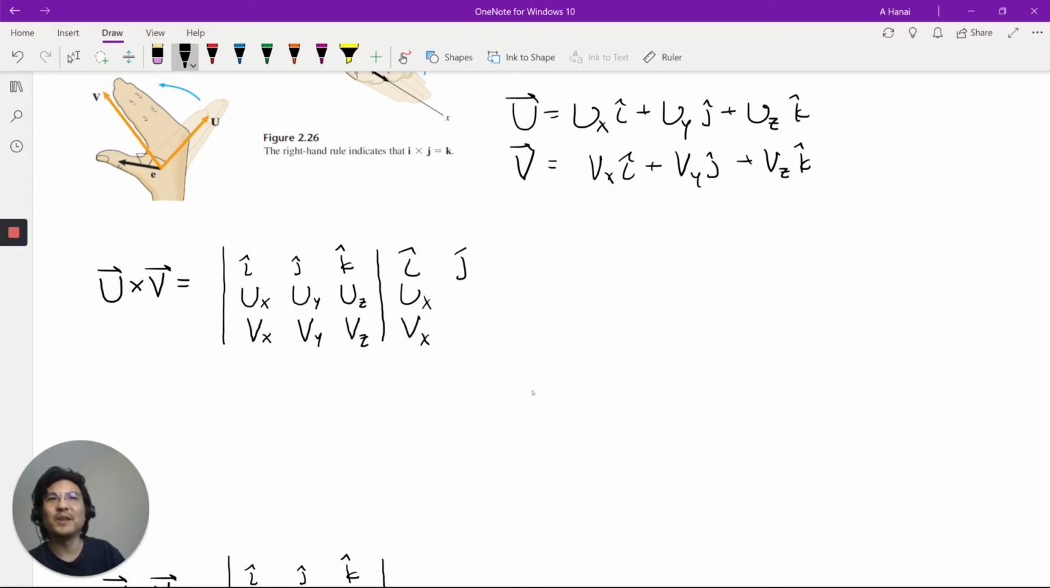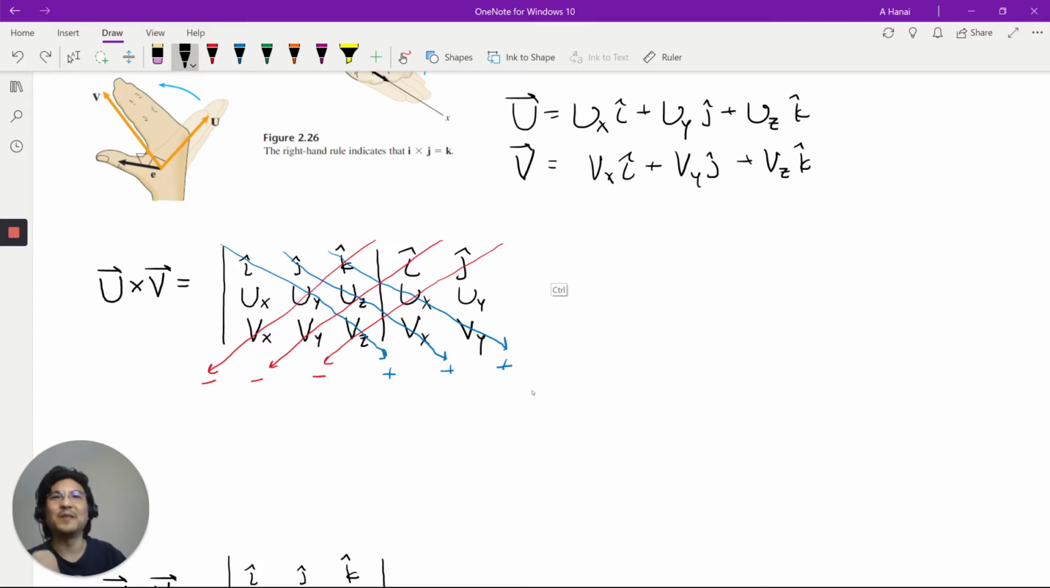Right? So I'm repeating the first two columns. And then you go like this. This times this times this, and that's positive. And you go this times this times this, positive. This times this times this, positive. And then the other way, this way, this times this times this, that's negative. That, negative. This times this times this, negative. And then that's it.